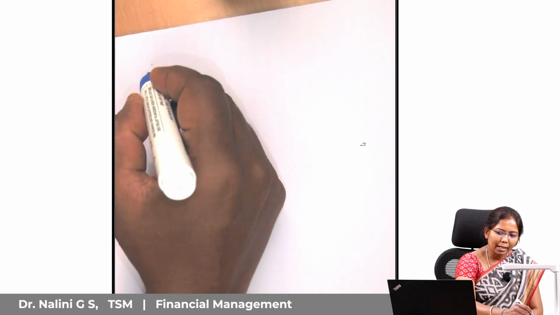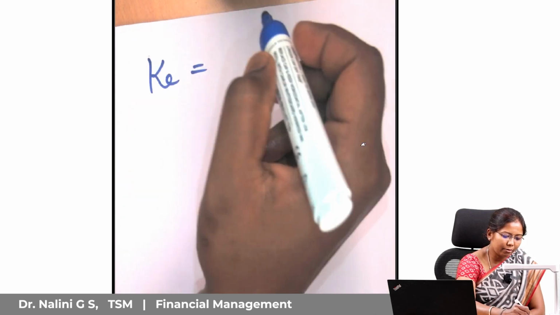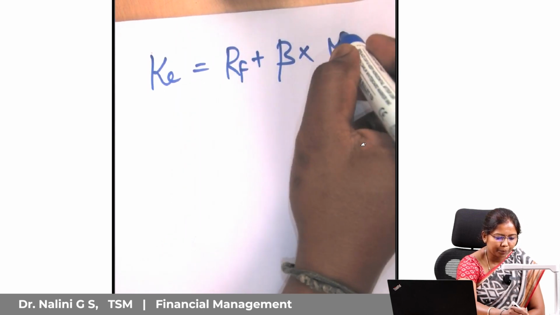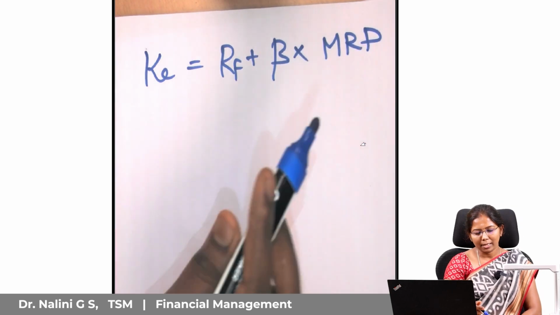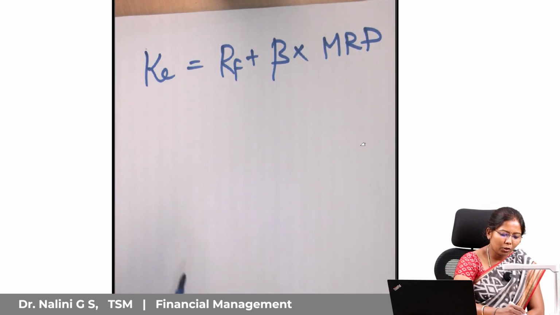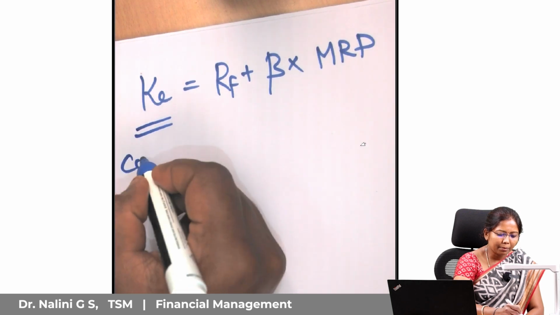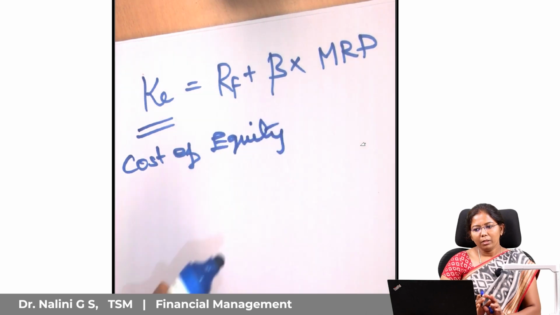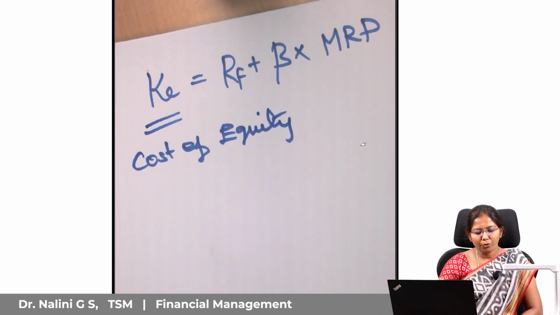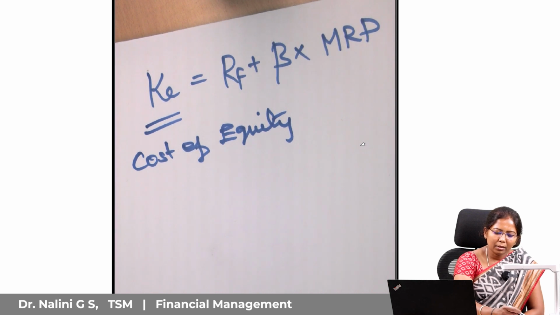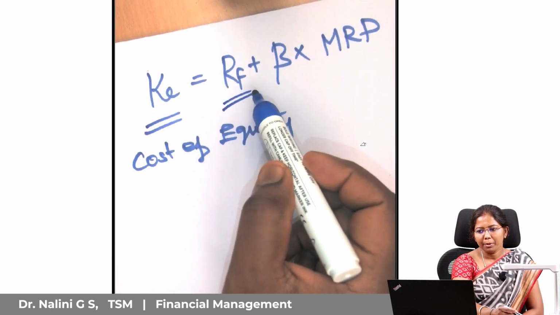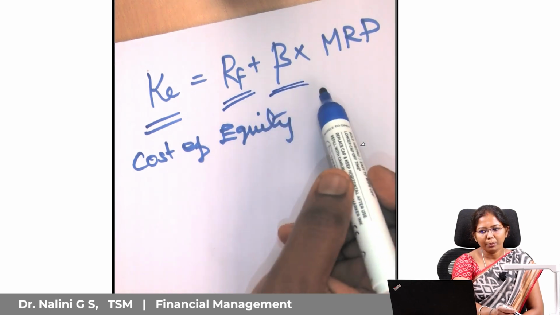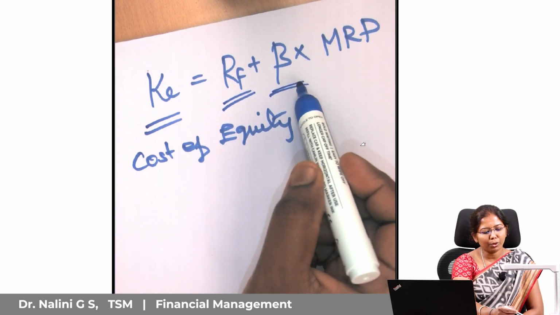the cost of equity is equal to RF plus beta into market risk premium. RF plus beta into market risk premium is the cost of equity. This model will be elaborated in the fourth module. RF is nothing but the risk-free rate, which can be a GSEC yield, and beta is a measure of volatility. How to measure beta, again we'll be discussing in the fourth module.